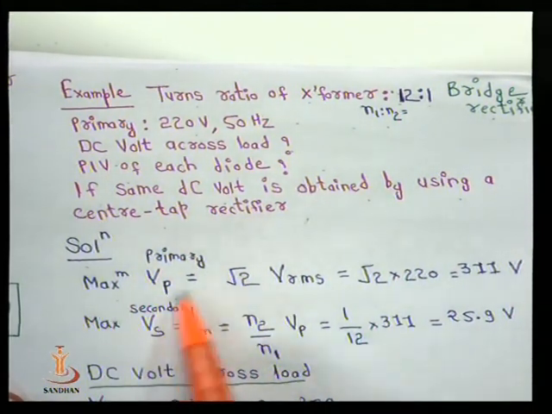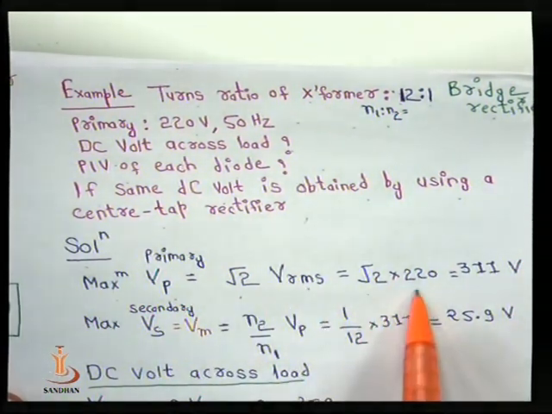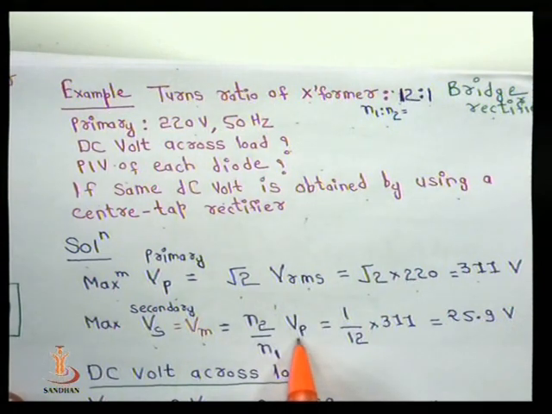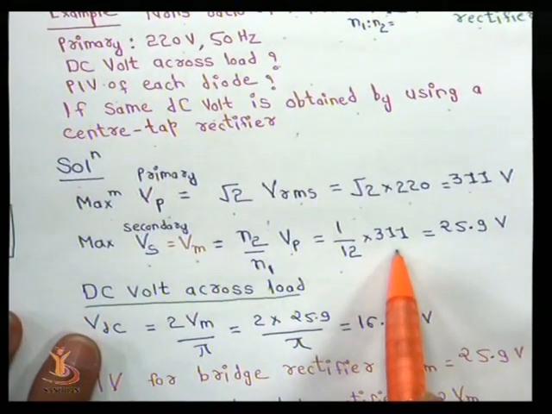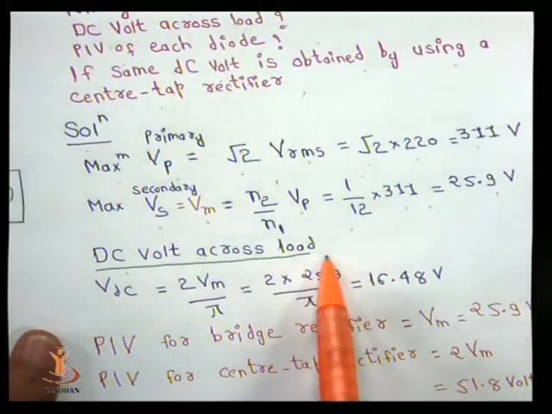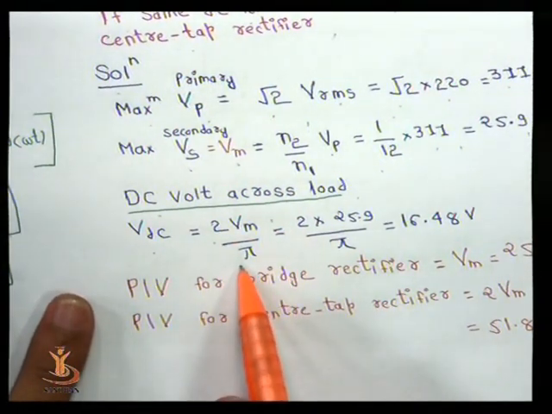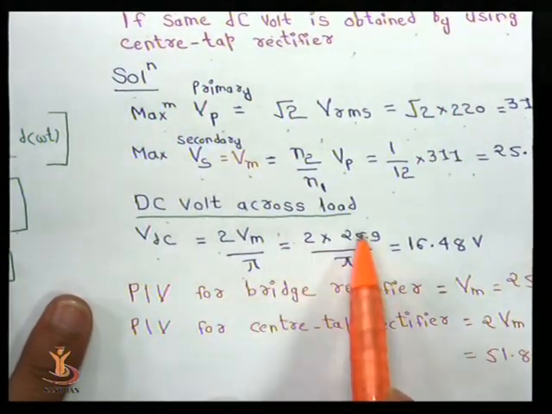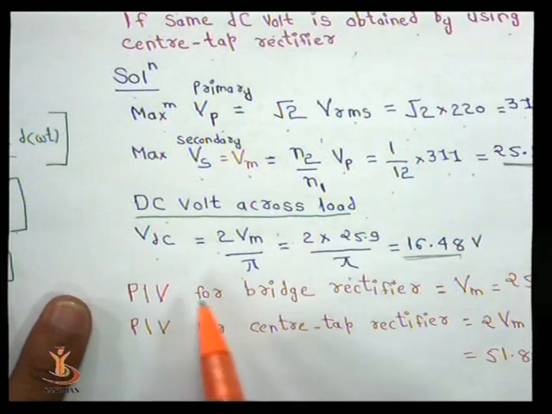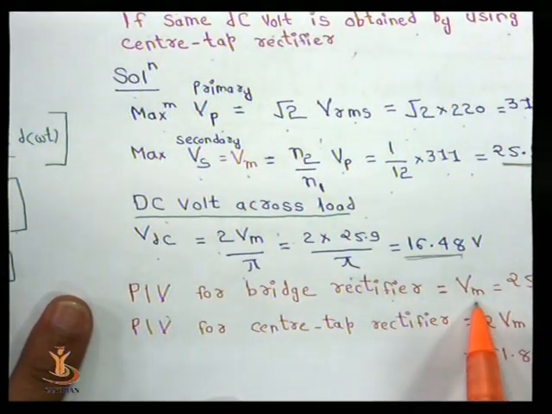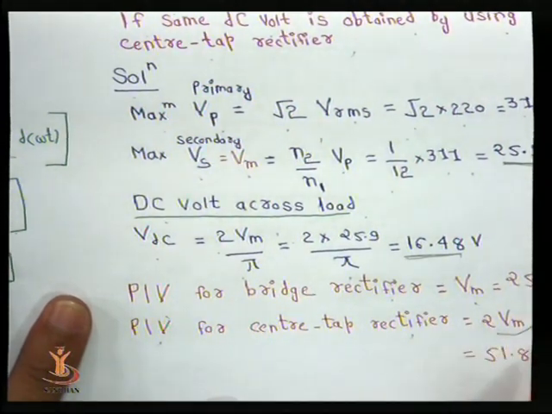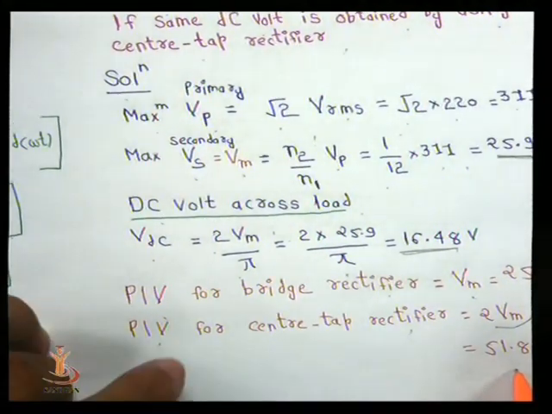Maximum primary voltage is √2 into VRMS, √2 into 220, 311. Maximum secondary voltage Vm is obtained by N2 by N1 into Vp, equal to 1/12 into 311, which is 25.9. Now the DC voltage across the load, VDC, equals 2 Vm by pi. So 2 into 25.9, we already obtained Vm by pi as 16.48 volt. PIV for the bridge rectifier is Vm, that is 25.9, and PIV for the center tap rectifier is 2 Vm. You know the value of Vm, so Vm into 2 becomes 51.8.